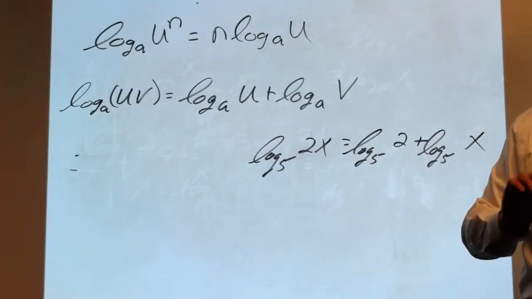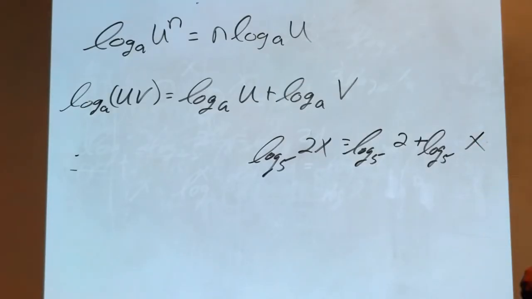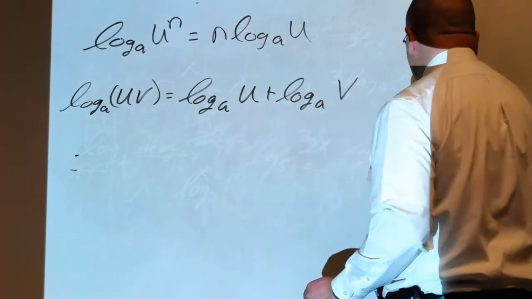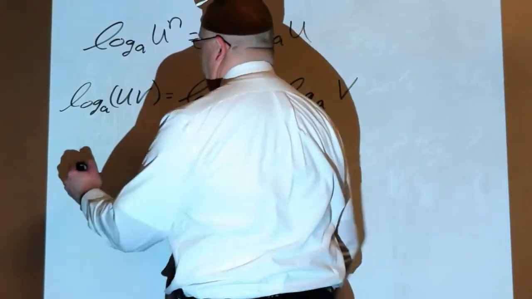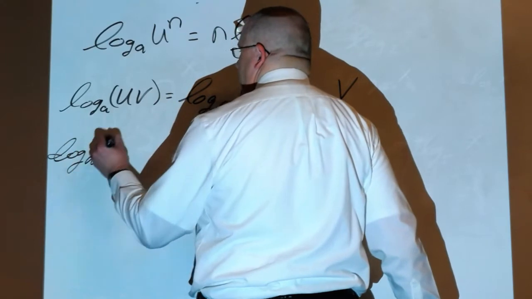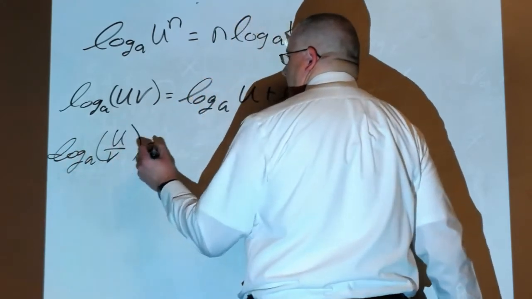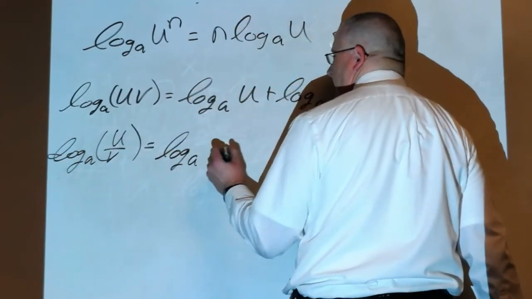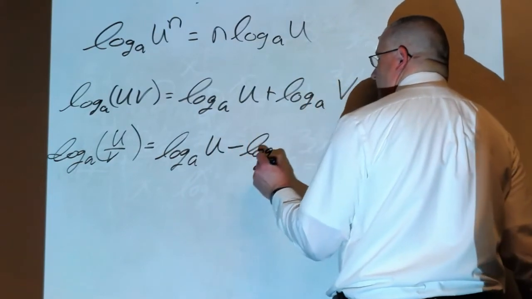The 3rd rule, and then we're going to mix it up and I'll go on, is the quotient rule, or quotient property. Log base a of u over v is simply log base a of u minus the log base a of v.